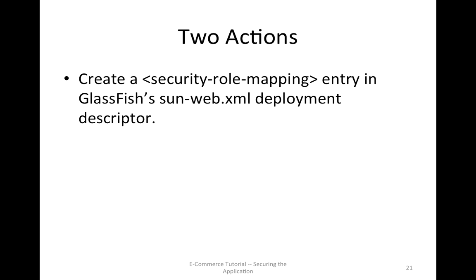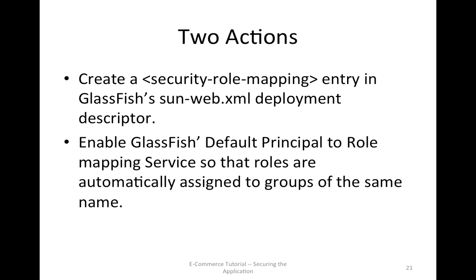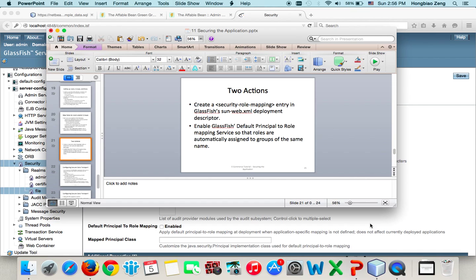We either create a security role mapping entry in GlassFish's sun-web.xml deployment descriptor, or we enable GlassFish's default principal to role mapping service so that roles are automatically assigned to groups of the same name. If you recall, the role in the application is called AffableBeanAdmin, and the group on the server is also called AffableBeanAdmin. Okay, let us do the first action first.